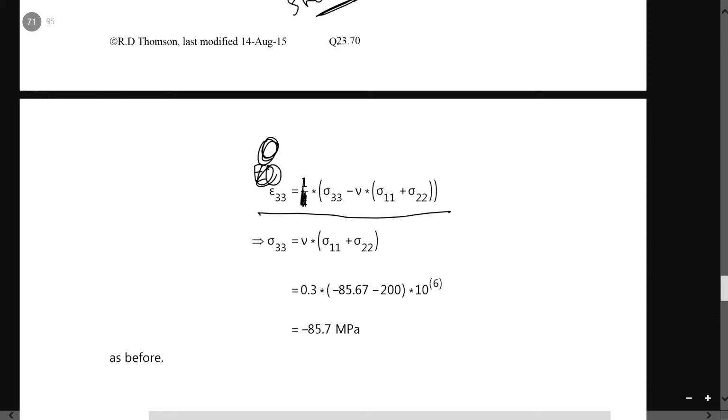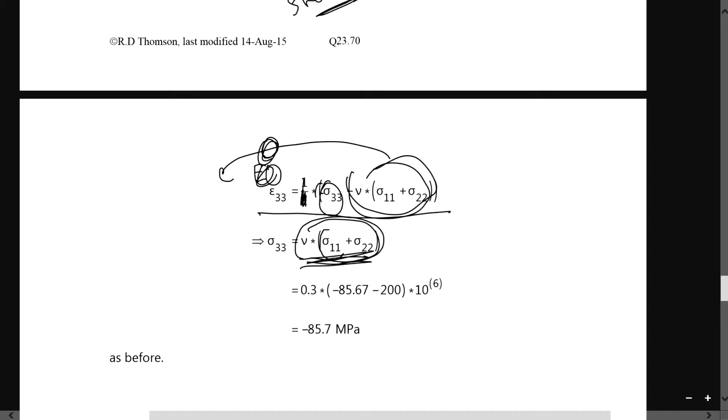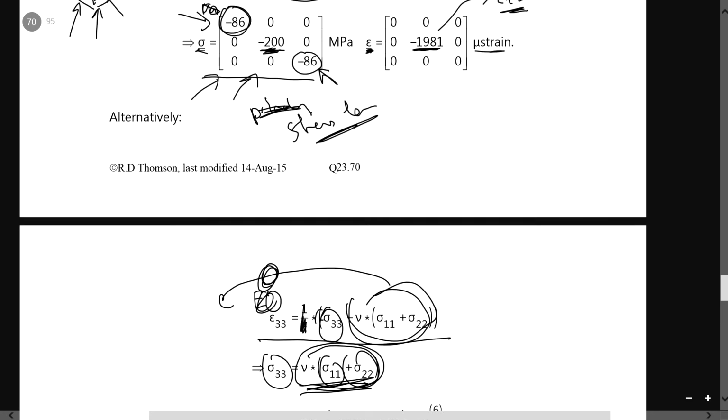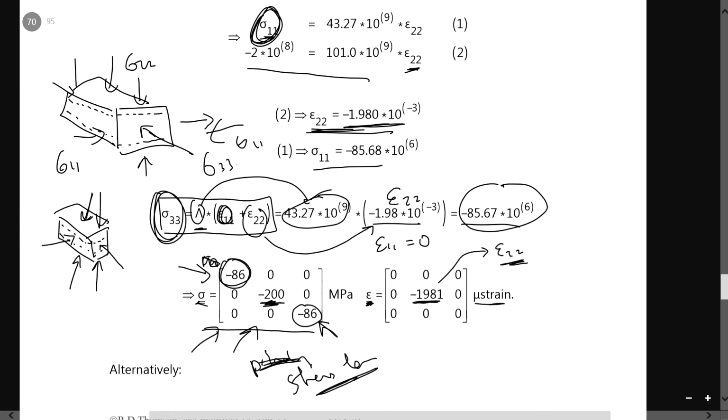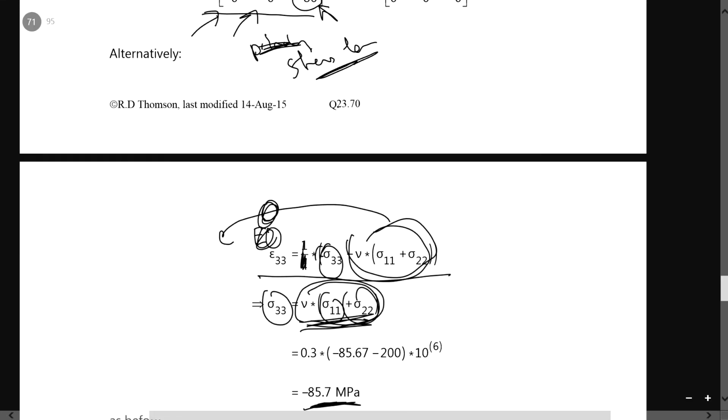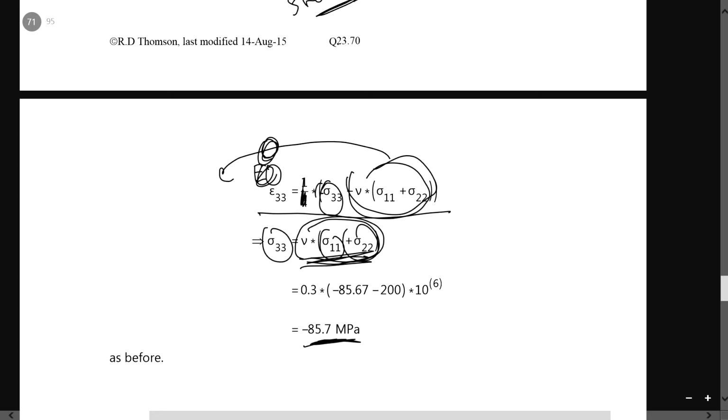Then epsilon 3, so this one will move to the other side and therefore become a plus, you see? Sigma 1 is the same thing. So sigma 3 is equal to this thing, and you just simply calculate. Since you have sigma 1 and sigma 2, you can calculate and you'll get this stress 3 over here. So this stress 3 is another method to calculate your stress 3, same as this method. It's an alternative method, and their values are somewhat the same, minus 85.67 and 85.7 somewhat.